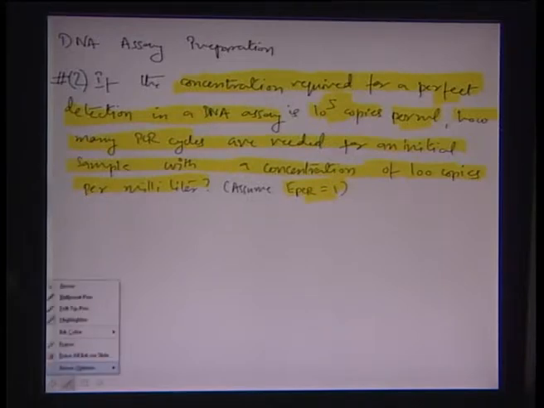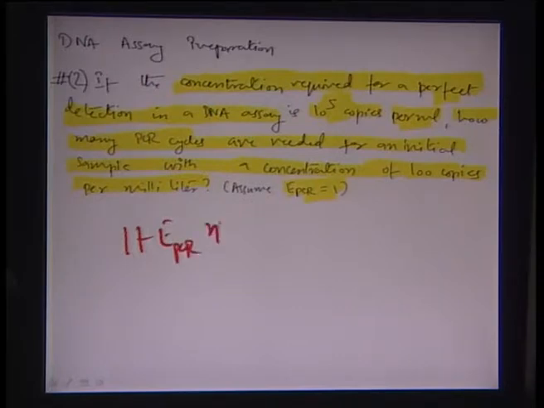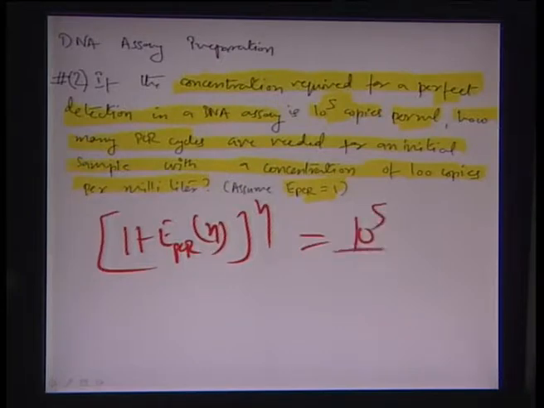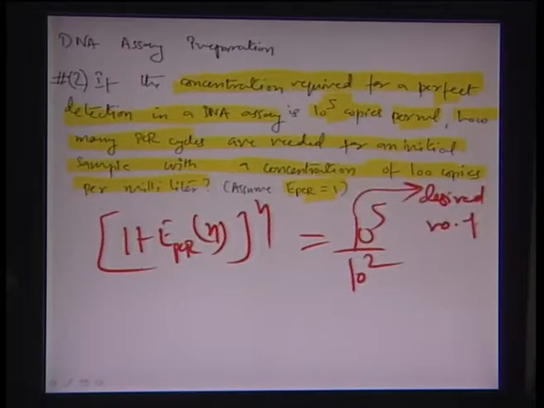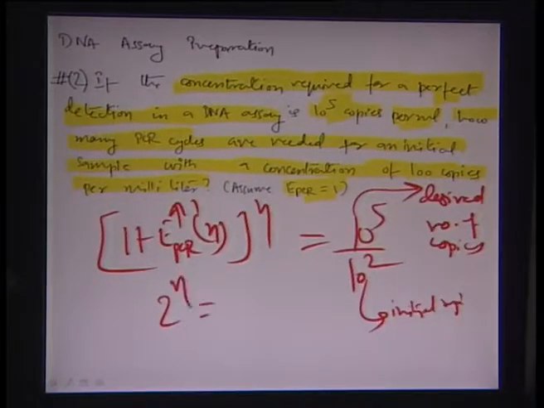So we write down this equation: (1 + E_PCR(n)) to the power n is essentially 10 to the power 5 by 10 to the power 2. 10 to the power 5 is the desired number of copies at the end of the PCR process, and this is the initial sample, E_PCR being 1. So this happens to be about 1000, and therefore n can be accordingly determined.